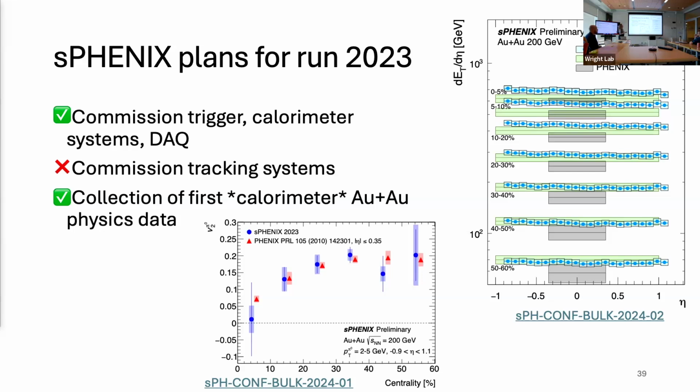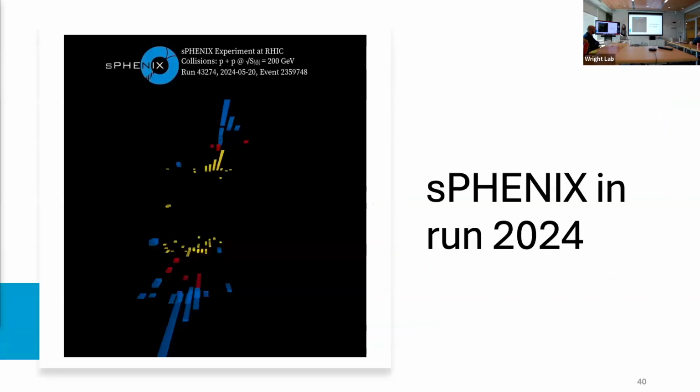We know that there's some problem in our centrality determination in this data set. So this is still very preliminary, so don't get too concerned if they don't totally agree. But it was really great to see that we could actually get physics results out of this data set that was not planned to do so.